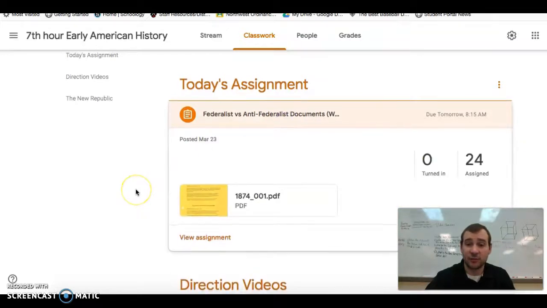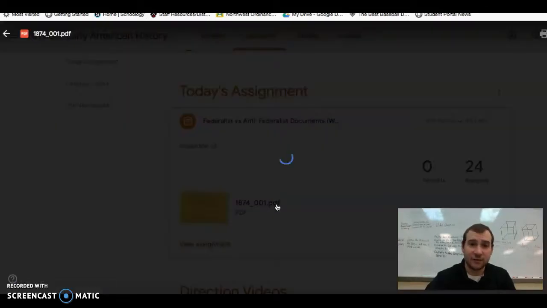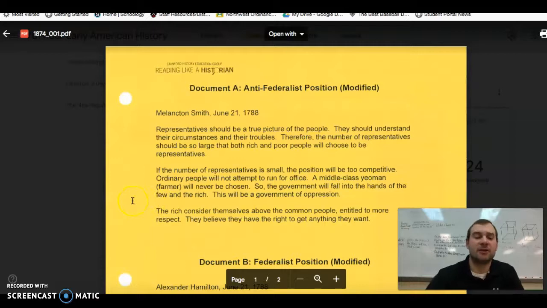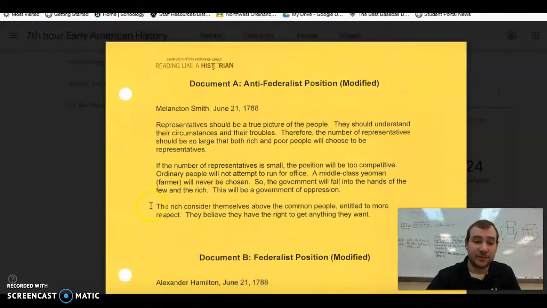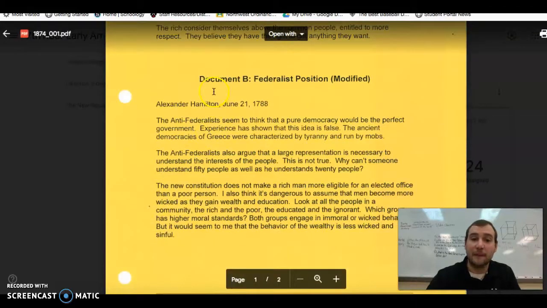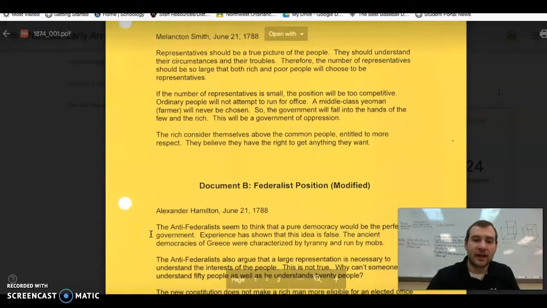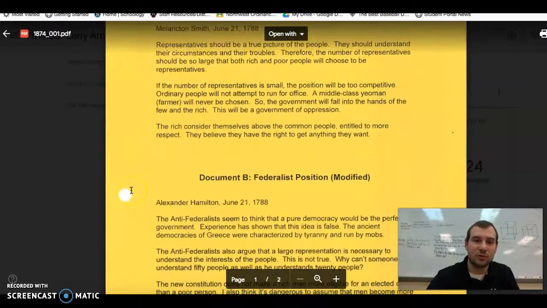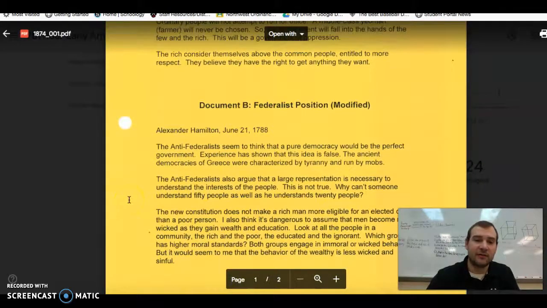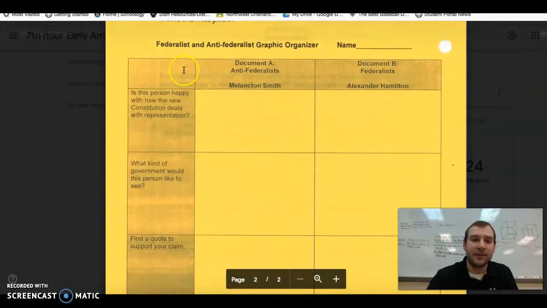Today, we're switching gears a little bit. We're going to be looking at some documents on the Federalists and the Anti-Federalists. Should be a relatively short assignment, especially if you've gotten the hang of the documents. So we've got two documents here. Document A is the Anti-Federalist position, and document B is the Federalist position. So obviously we're going to have two documents looking at the same topic but from different sides, right? Anti-Federalists did not want the Constitution to be passed, and the Federalists did. So that's what we're going to be talking about: the Constitution and what should happen with it.